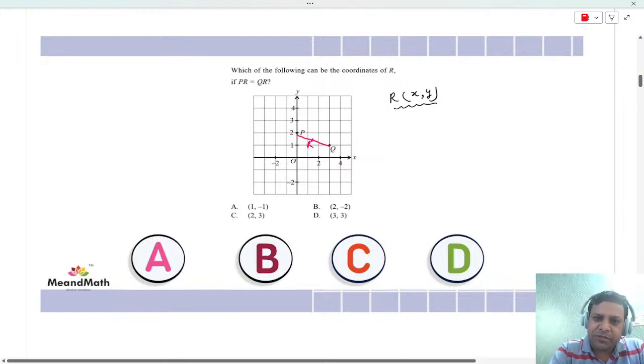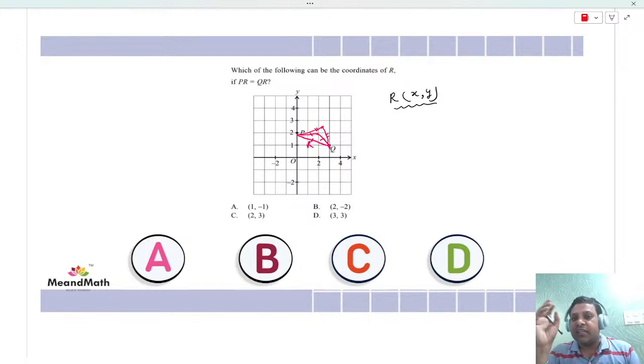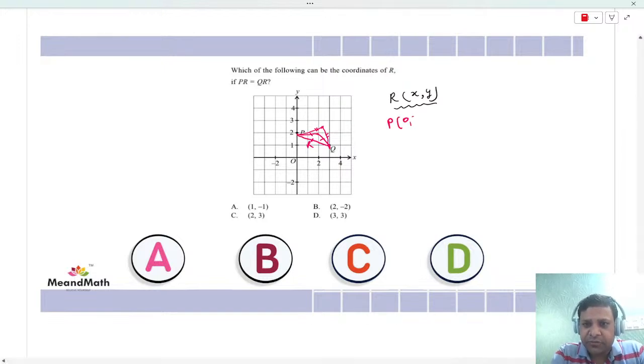But let's suppose R can be here, R can be here. Here, these distances are also equal. So the number of possible coordinates is infinite in this case. Among the infinite, we have to choose which one is present in our options. Okay, so let's suppose R is x comma y and P is given as 0 comma 2.